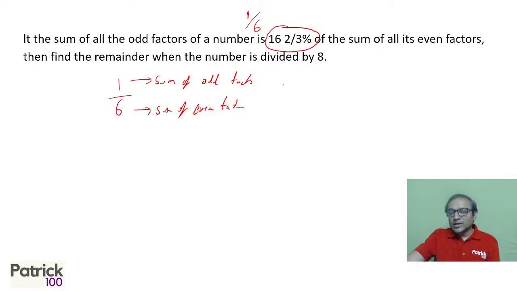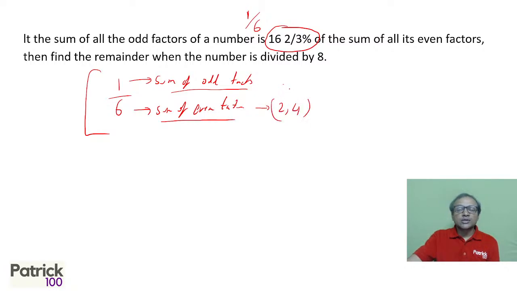Okay, let's try to understand this again. When you say 16 2/3%, the first thing that should click in your mind is 1/6. The numerator is the sum of odd factors, the denominator is the sum of even factors. 6, how can you have 6? You can have 6 as 2 plus 4. And the number which has these factors is 4. 4 has factors 1, 2 and 4.